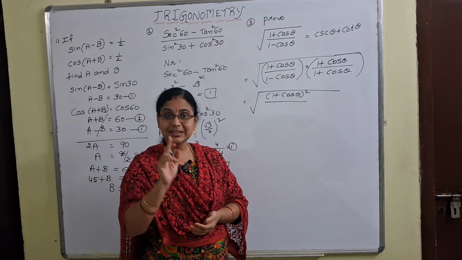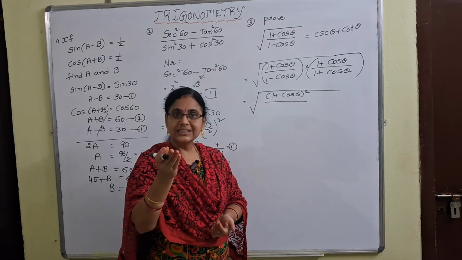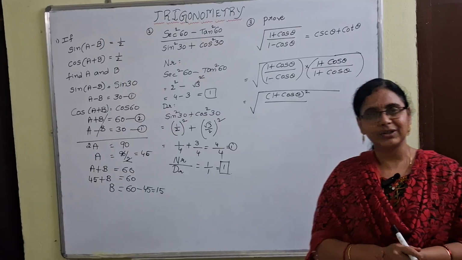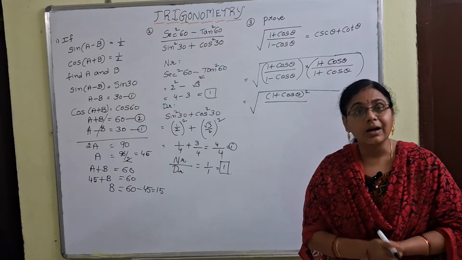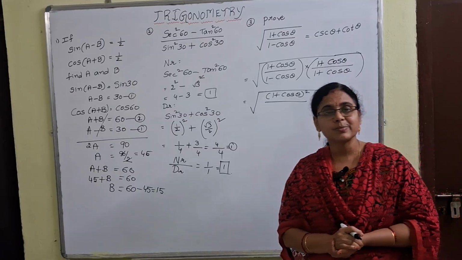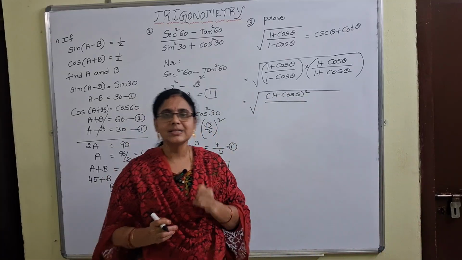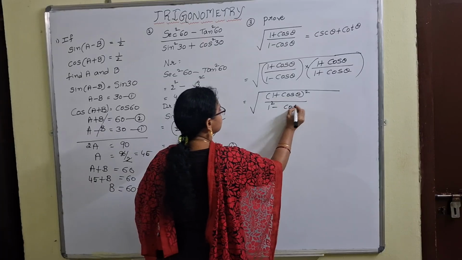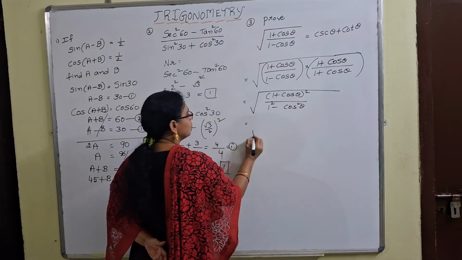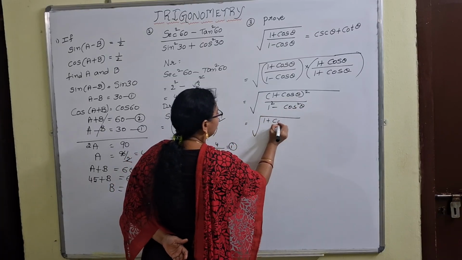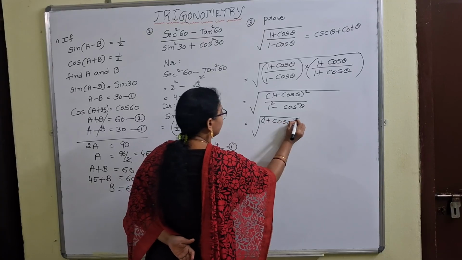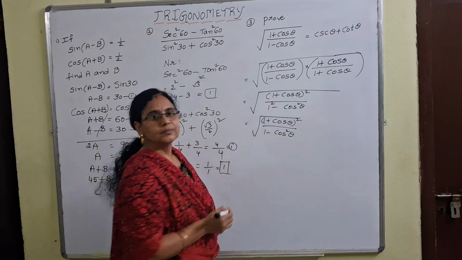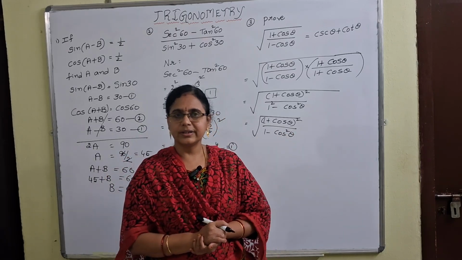By seeing that, did you get any formula? Yes, you are 100% correct. That is in the form of a minus b into a plus b. What is the formula? a minus b into a plus b is a square minus b square. 1 square minus cos square. So that is equal to 1 plus cos theta whole square by 1 minus cos square theta.